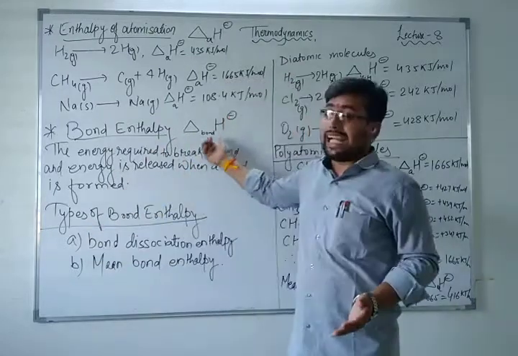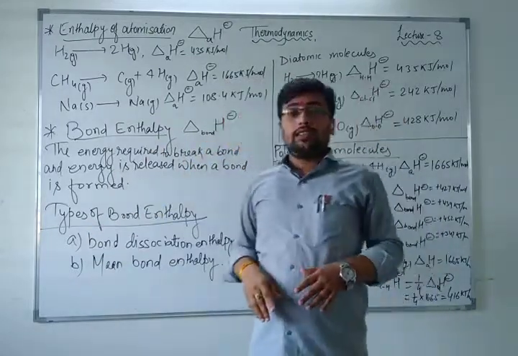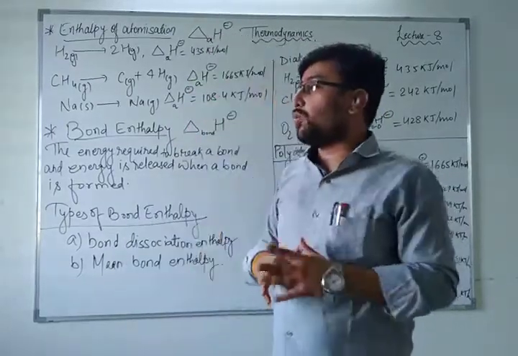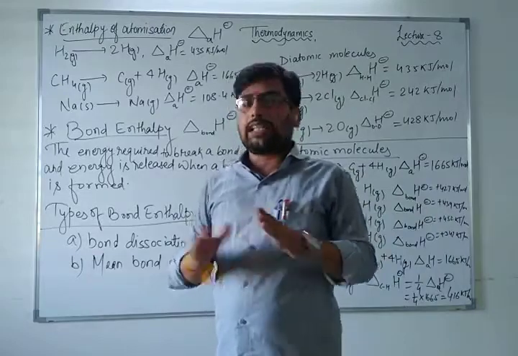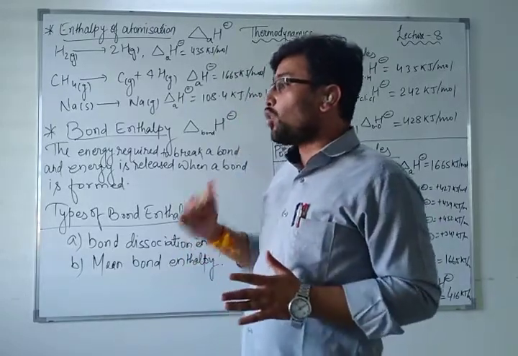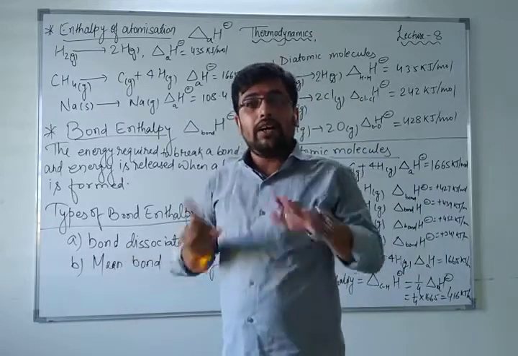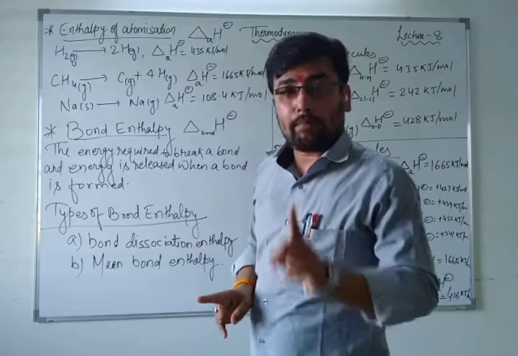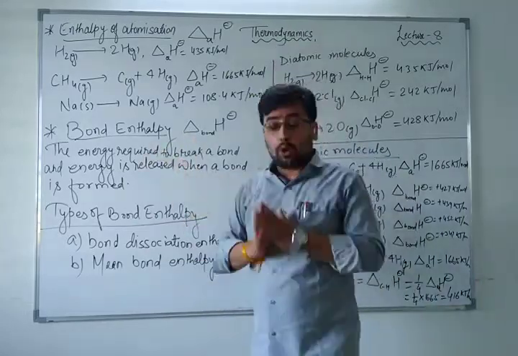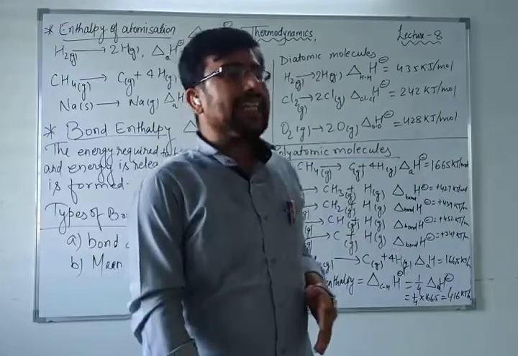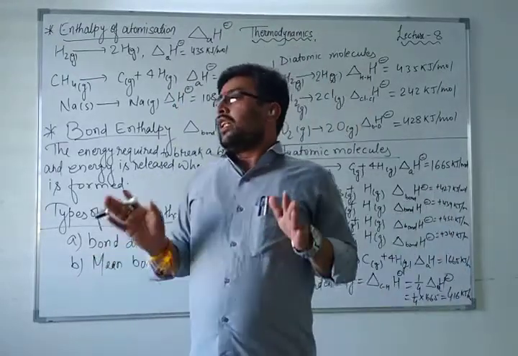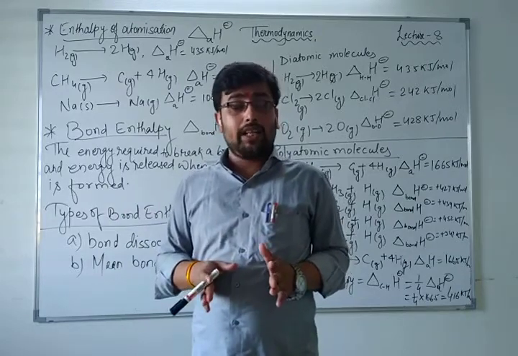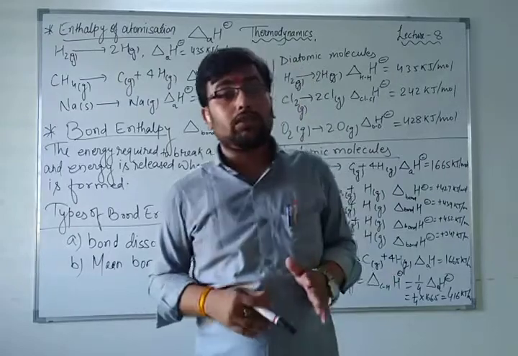It is denoted by delta H bond, and this is the symbol of stabilization or standard bond enthalpy. As I have already taught you, standard bond enthalpy is defined at standard temperature and pressure. Whenever I talk about the standard enthalpy, remember there is only one condition: standard temperature and pressure. If any displacement or double displacement occurs in a chemical reaction, that is because of bond enthalpy.